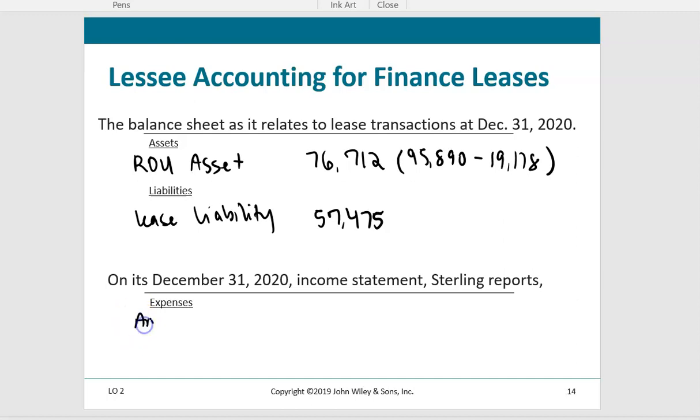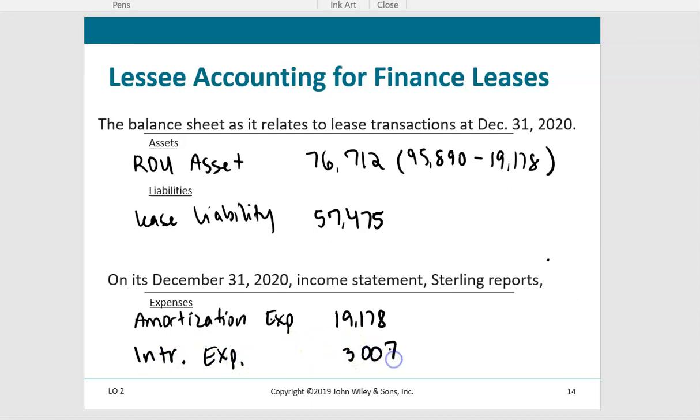I'm going to write amortization expense first because that would be reported higher up on the income statement. That would be part of operating income. And then in the non-operating section of the income statement, the company would report this interest expense of 3,007.